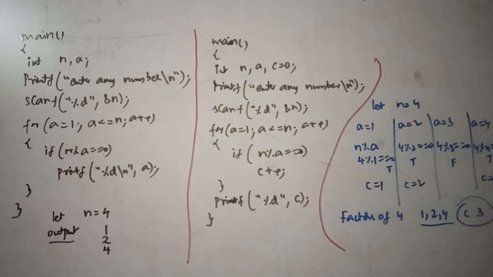So based on this, you can try another program. Sum of factors of any number you can try. You just replace c++ by s is equal to s plus a. Instead of count, you want to find the sum. Sum of factors of any number. You just replace c++ by s is equal to s plus a and printf s. Sum of factors of any number.